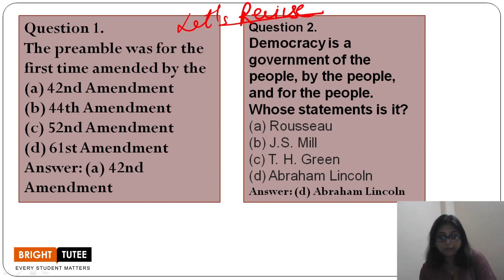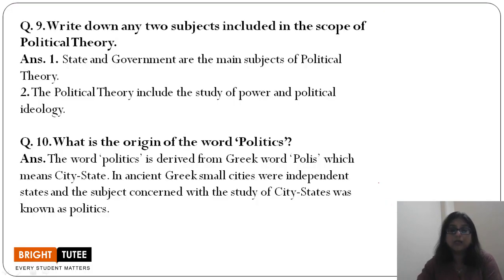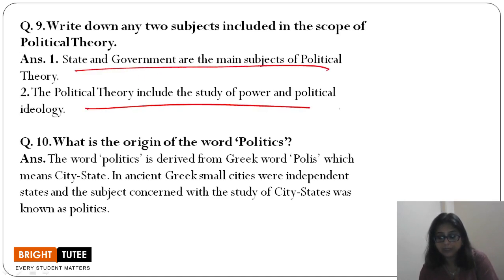The preamble was for the first time amended by the 42nd Amendment. Democracy is a government of the people, by the people, and for the people. Whose statement is this? This is Abraham Lincoln's. The procedural achievement is reflected in the Constituent Assembly taking decisions on the basis of reason. The chairman of the Union Constitution Committee of the Constituent Assembly of India was Pandit Jawaharlal Nehru. Two subjects included in the scope of political theory are state and government. Political theory also includes the study of power and political ideology.